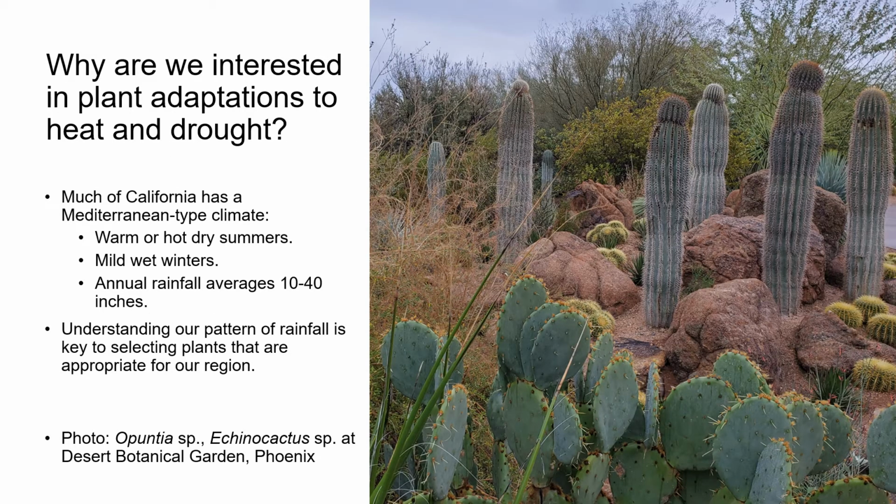You'll remember from the previous unit on climate that most of California has a Mediterranean type climate, which is typified by warm or hot dry summers and mild wet winters. Accepting and understanding our pattern of rainfall is a key component in selecting plants that are appropriate for our region.